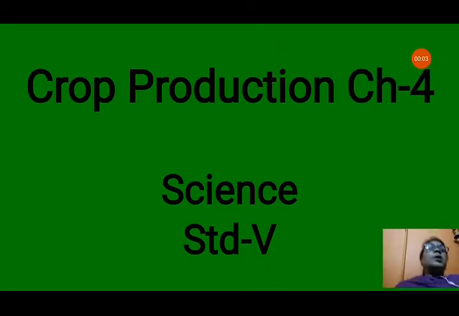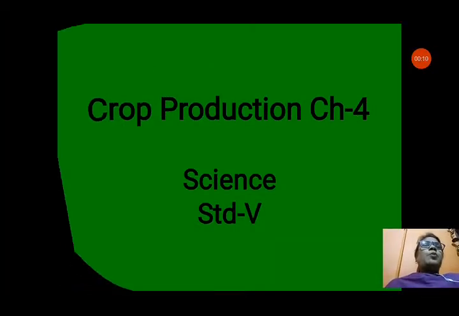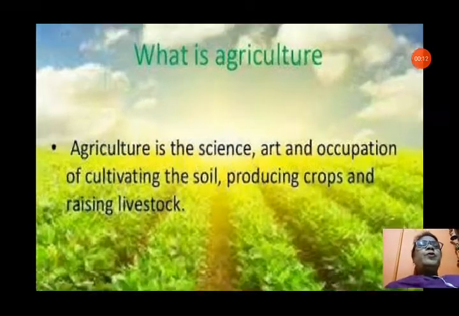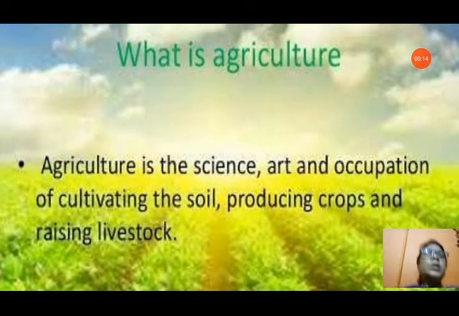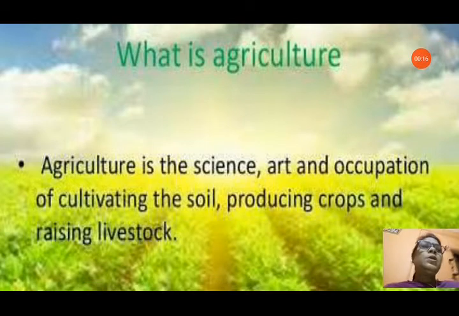Today in this class we will discuss crop production, chapter 4 in science. So let us start with crop production. Before we learn about crop production, we should know what agriculture is. What is agriculture? Let us see.